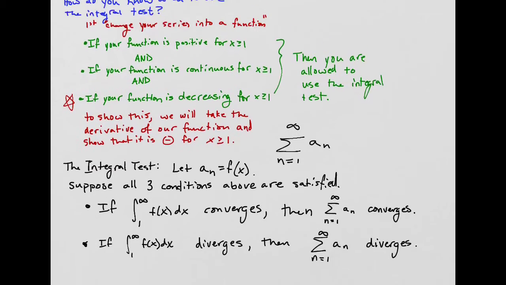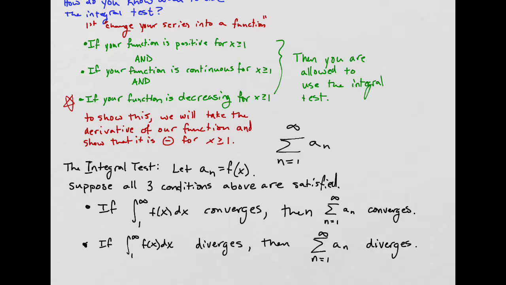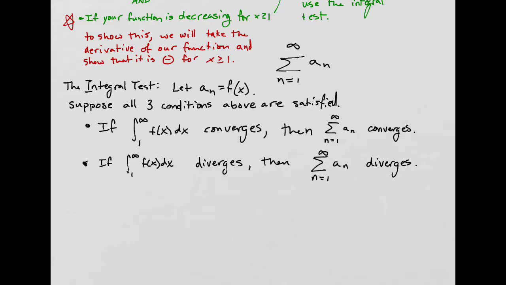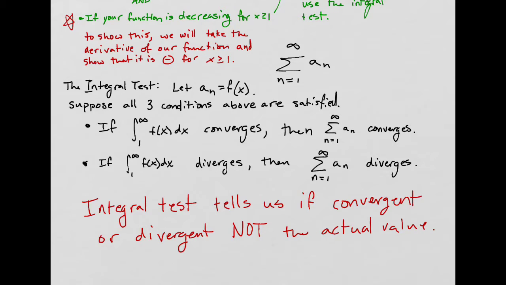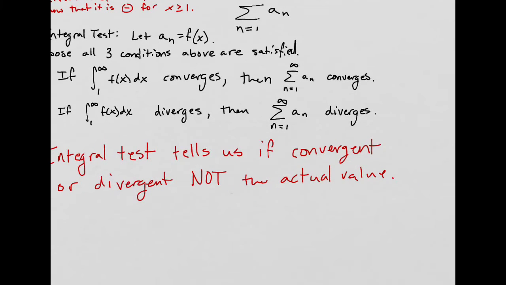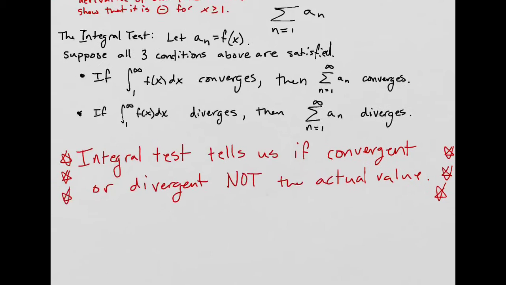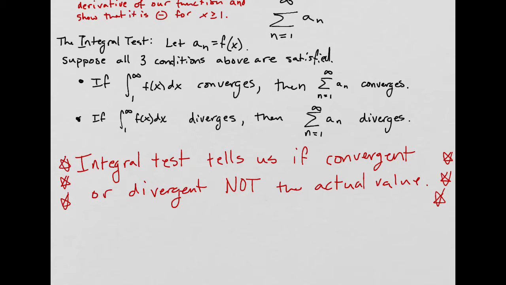So that's the test. All three of these have to be satisfied. If the improper integral converges, then so does the series, or if it diverges, then so does the series. Something to mention, though, is that the integral test doesn't tell you what it converges to. We may get some number for the improper integral that it converges to. That is not the same as what the series converges to. So I'll write that. It tells us whether it's convergent or divergent, not the actual value of the series. So it's not the same as geometric series where we can actually find a value. All right, that's it. On to examples.